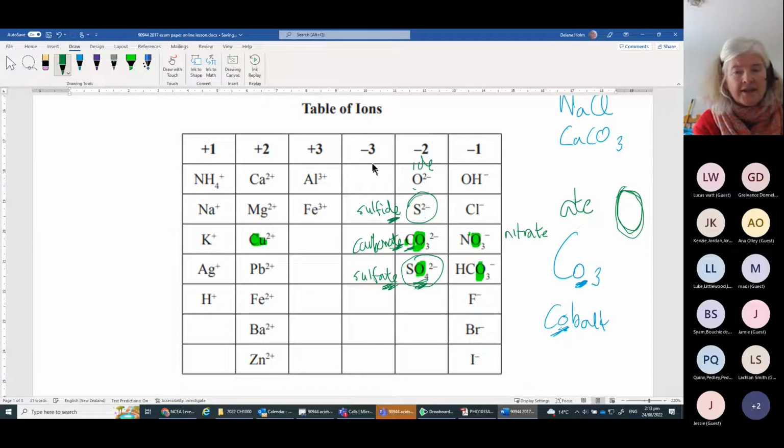Okay. Any questions about this? So recognizing what these ions are.